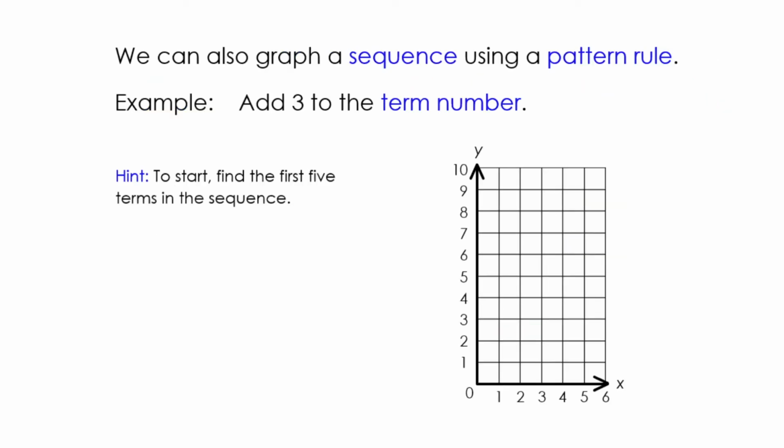We can also graph a sequence using a pattern rule. Example: add 3 to the term number. So let's just make one up. Let's go X and Y. Let's do the first 5 term numbers. If we're adding 3, let's start with 1, then 1 plus 3 is 4, 7, 10. Actually, let's not do 5 because it's going to run out of space. Okay, so if we're going to graph it, it's going to look like this. (1, 1) is going to be over here, (2, 4) is over here, (3, 7) is here, and (4, 10) is here.